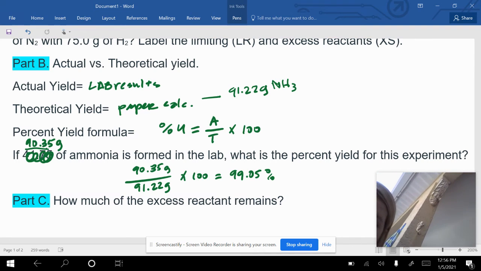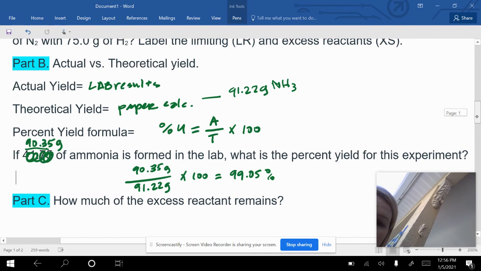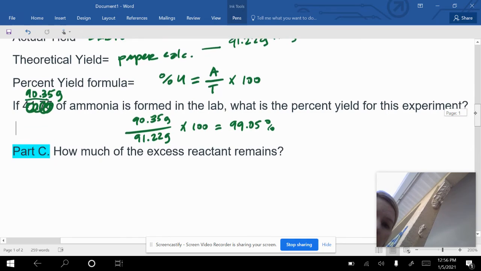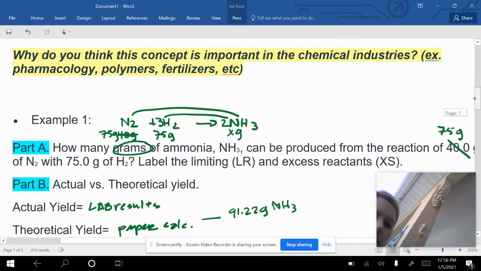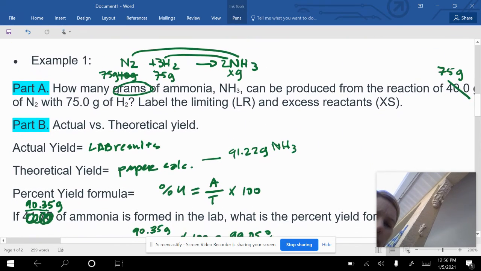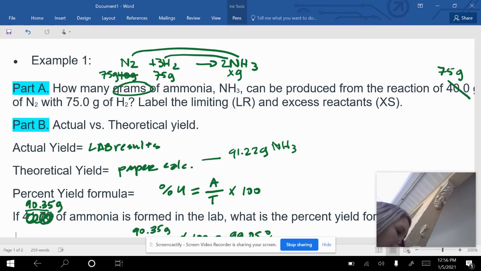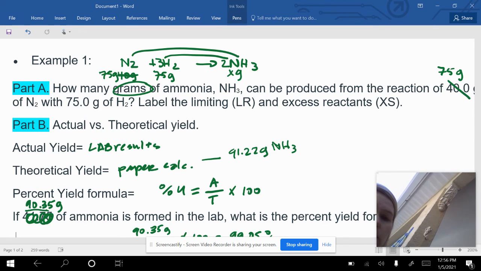Okay. All right, so the next question is asking, how much excess remains? Well, let's go back up. Who did we say was the excess? Do you remember? So the excess, if you look at it, the excess was the hydrogen, right? So let's just put that up here so we have it. Use excess, use limiting reactant.